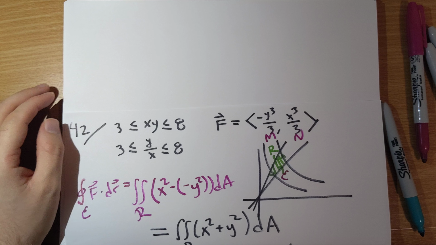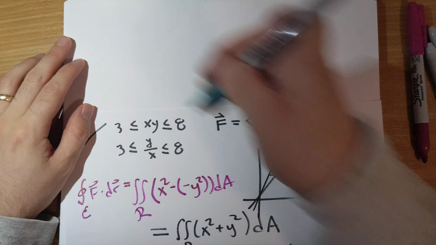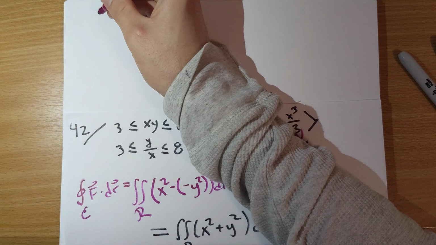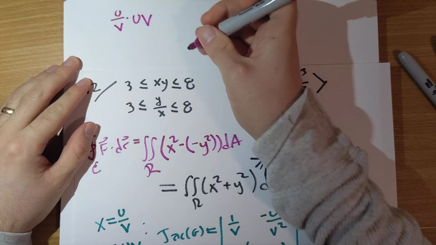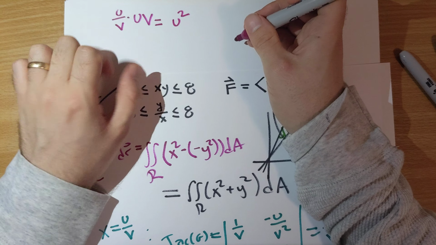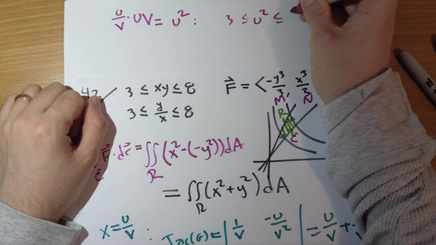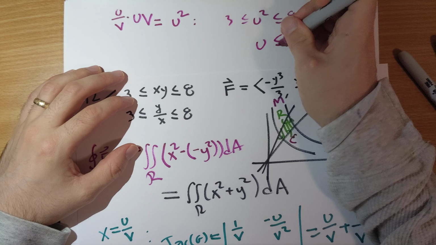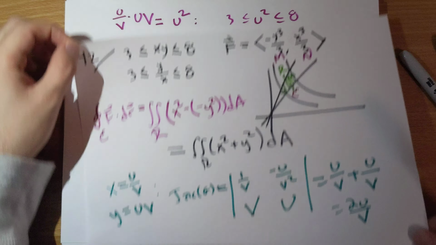Okay, going from here, what will be the bounds on our new integral? So let's see here, x times y is going to be u over v times uv, and this is equal to u squared. The v's cancel. So u squared is between 3 and 8. And so everything here we can assume is positive. So u will be between square root 3 and square root 8.